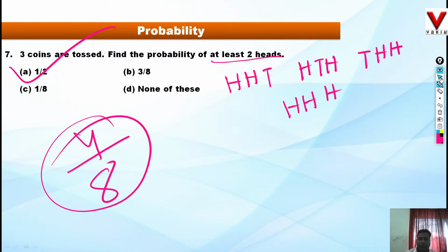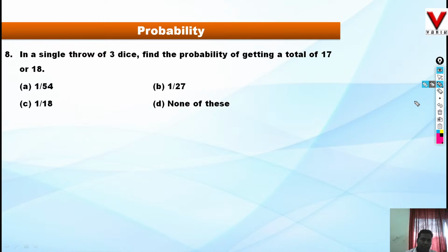Question number 8. In a single throw of 3 dice, find the probability of getting a total of 17 or 18. 3 dice means 6 to the power 3 is equal to 216.